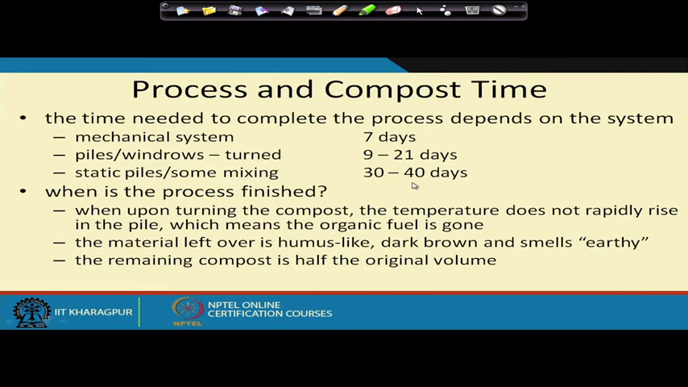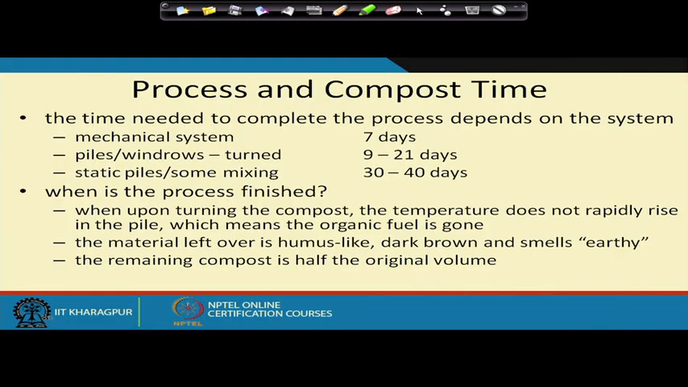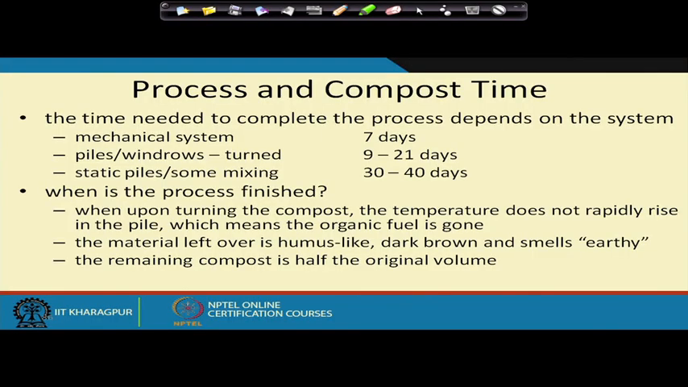Now there are different types, as I said earlier, of composting process. There are some mechanical systems, there are some pile, windrow and turning systems. There are also static piles. Static, as the name suggests, doesn't move. So things are not moving over there. Some mixing could be done, but not too much. So based on what system you go for, there are different time durations.